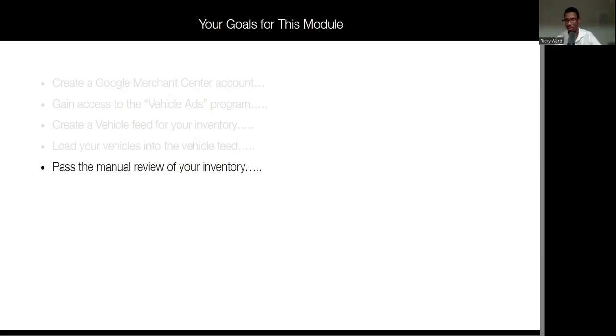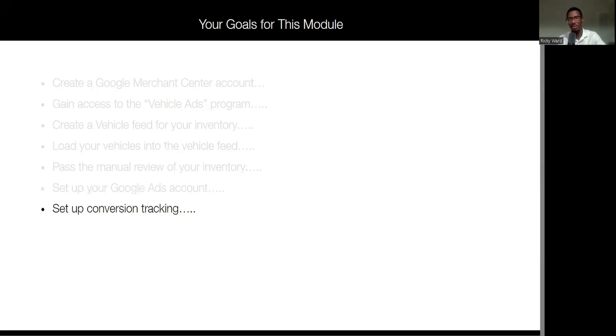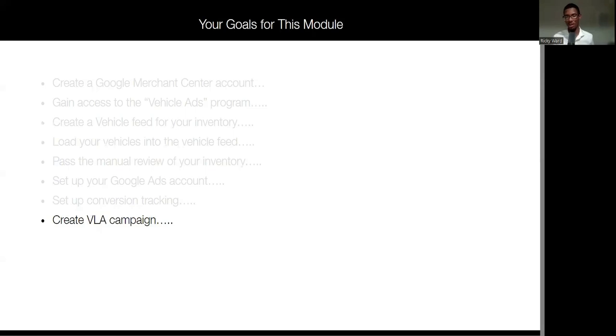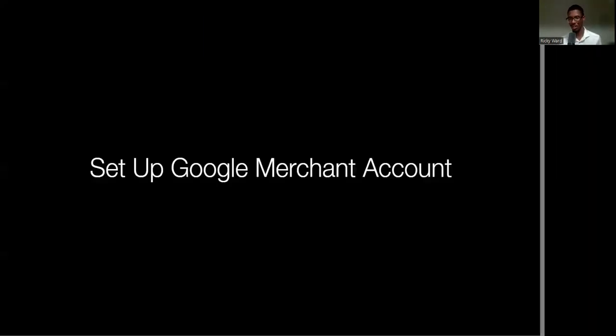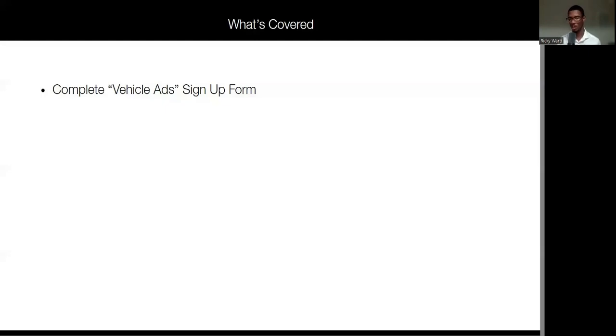And then passing the manual review, setting up your Google Ads account, that takes no more than 2 to 5 minutes. And then setting up conversion tracking, creating your Google Vehicle Ads campaign, that takes 5 minutes, and then going live. I know they seem like a lot of targets, but these are extremely easy. They do not take a lot of time. And so by the end of this workshop training, I want you guys to have that done. So let's get into setting up your Google Merchant Center account.